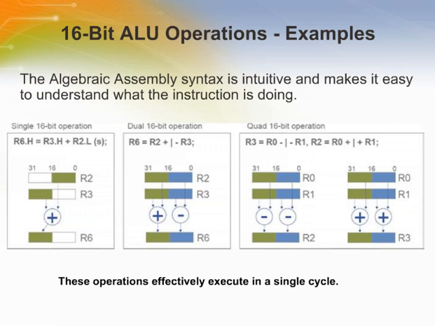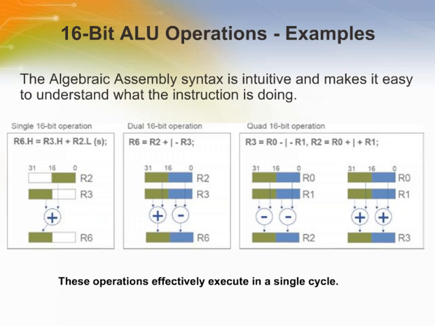Here is an example for 16-bit ALU operations. The graphic shows the algebraic syntax for the assembly language. The syntax is quite intuitive and makes it very easy to understand what the instruction is doing. The first example is a single 16-bit operation, R6.H = R3.H + R2.L. This is just the notation of the assembly language. What the operation means is to take the upper half of R3, add it to the lower half of R2, and place the result into the upper half of R6.